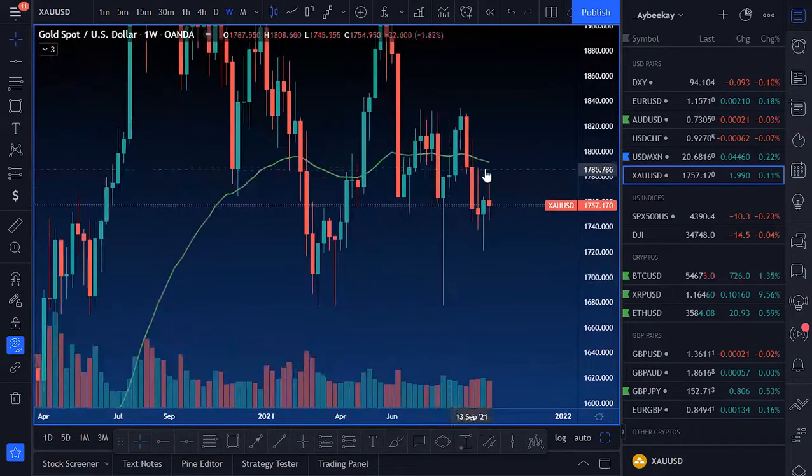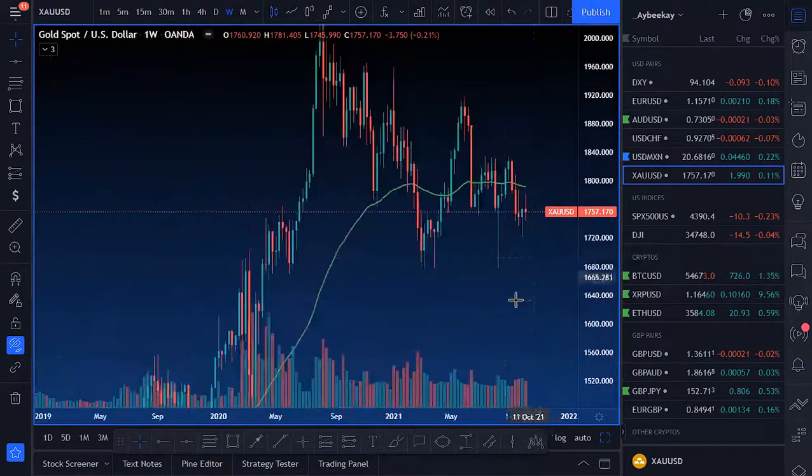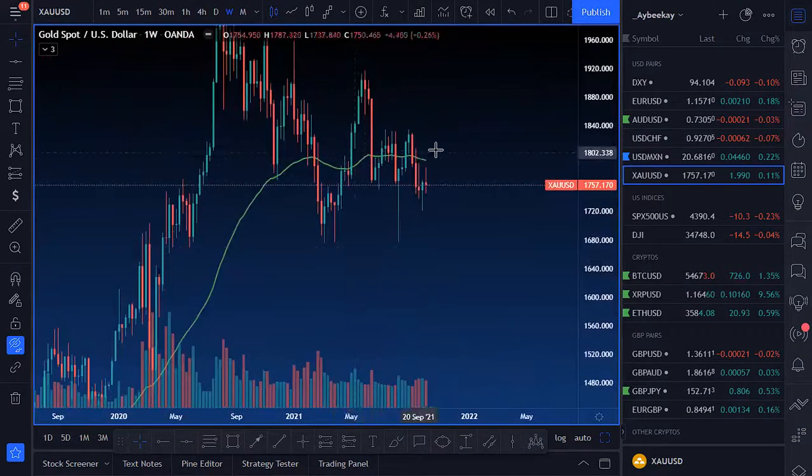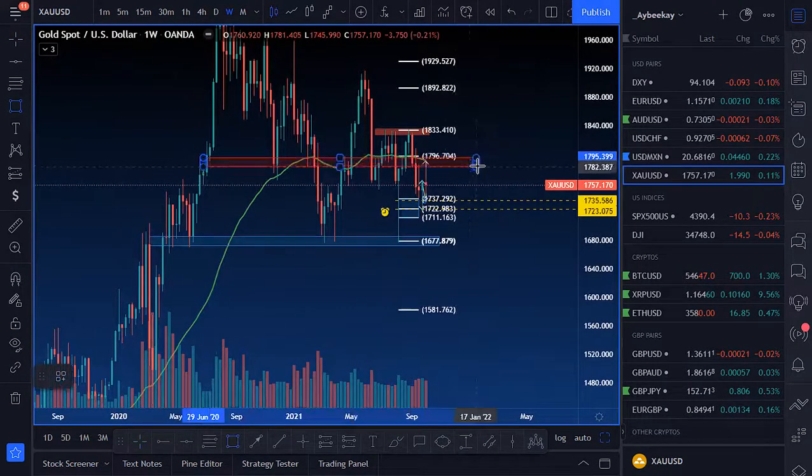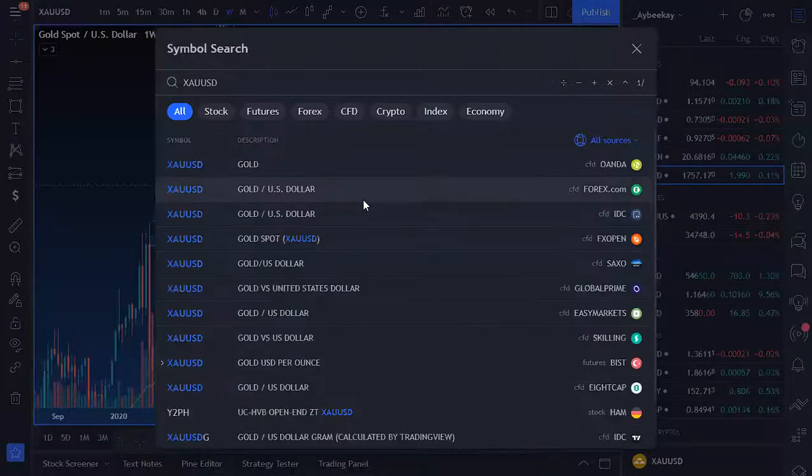Weekly time frame doesn't have anything for us except that it is under the 50 EMA, and it also is rejecting this previous, hold on. Let me go and get a fresh markup real quick. Hold on, guys.